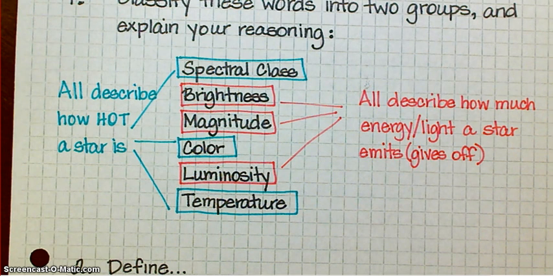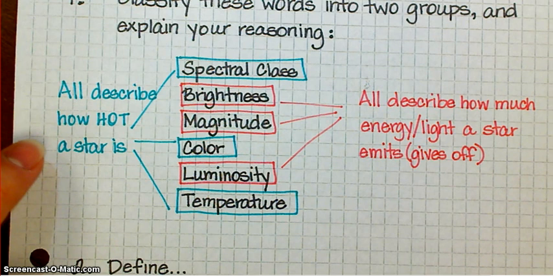Okay, so the ones that I did in blue, spectral class, color, and temperature, those all have something to do with how hot a star is, because they're all tied together. And then the ones that I did in pink, those all describe how much energy or how much light a star is emitting, or how much light a star is giving off.